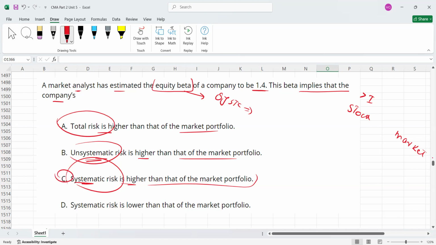Then look at D, why it's not. Systematic risk is lower? Not lower, because beta is greater than 1. Risk is higher, of a specific stock as compared to the market. Understood? It's not lower. So is systematic risk lower than that of the market portfolio? No, it is higher. So option C is the correct answer. I hope it is clear.